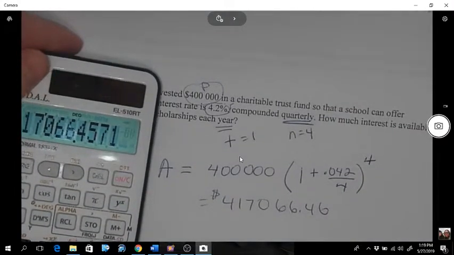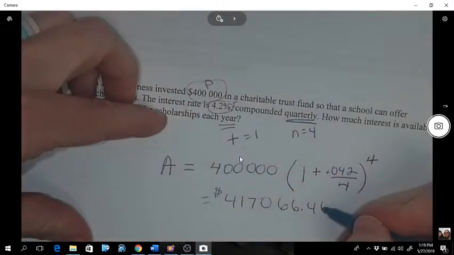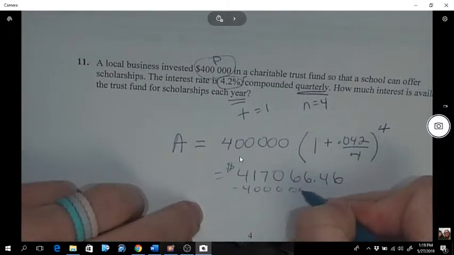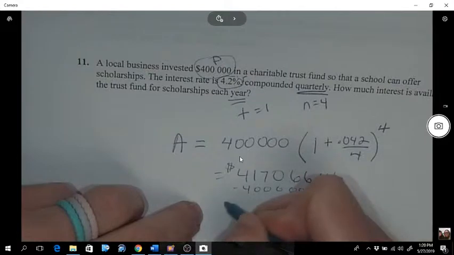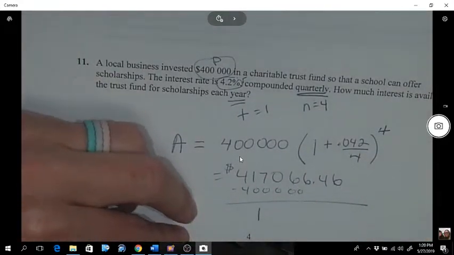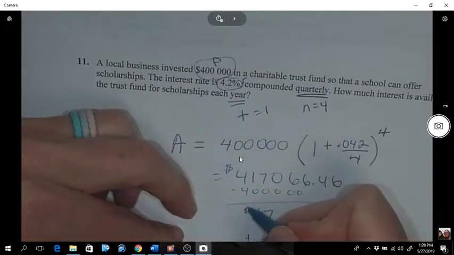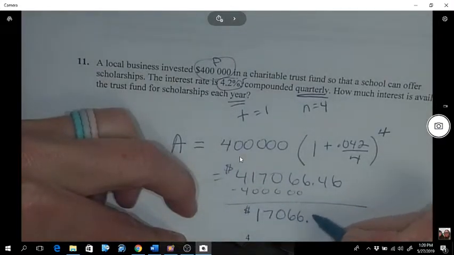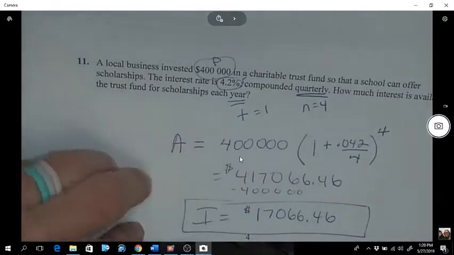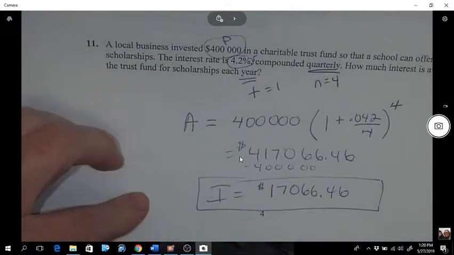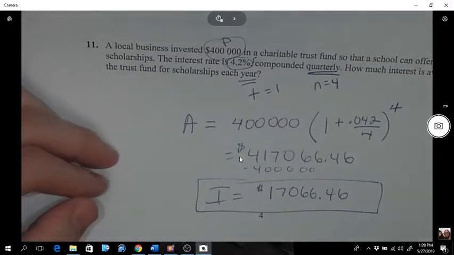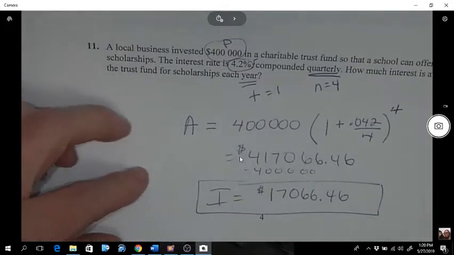That's what the fund would be worth, so I would subtract off the principal. Subtracting off the principal, you get $17,066.46 of interest. It's kind of like the opposite of simple interest, where we found the interest and then had to add if we wanted the final. This time we get the final and then we have to subtract if we want the interest.